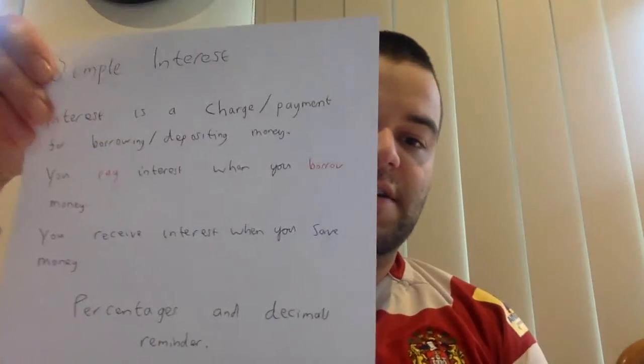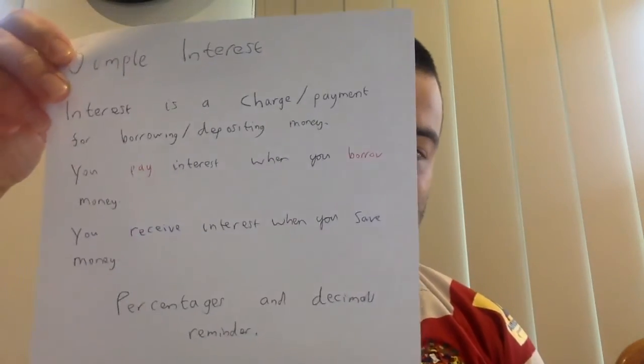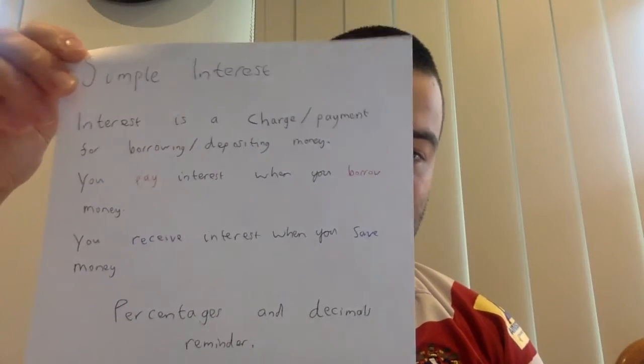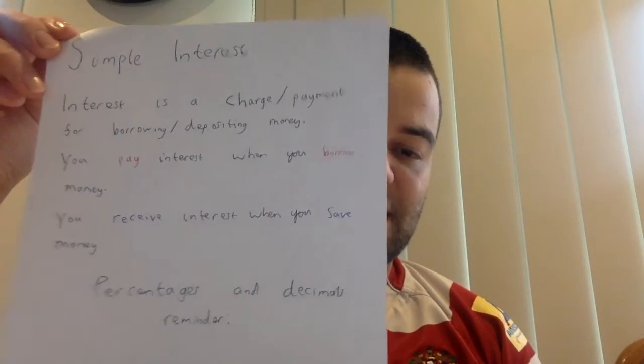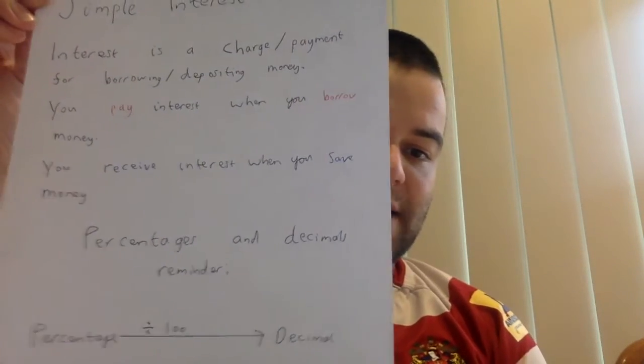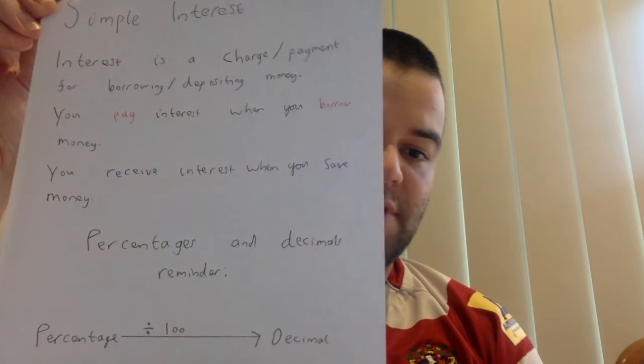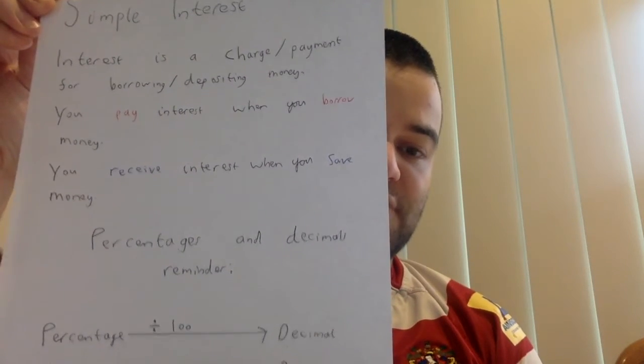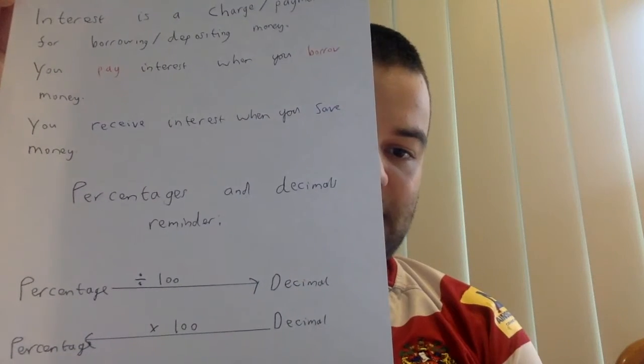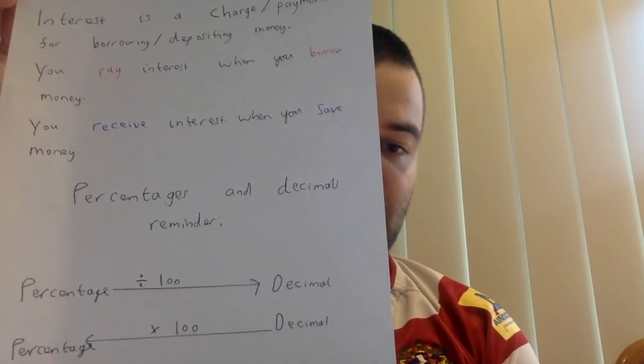Okay, just a reminder for this, interest involves converting percentages into decimals. So just a reminder, to get a percentage into a decimal, we divide the percentage by 100, and to get a decimal into a percentage, we multiply it by 100.